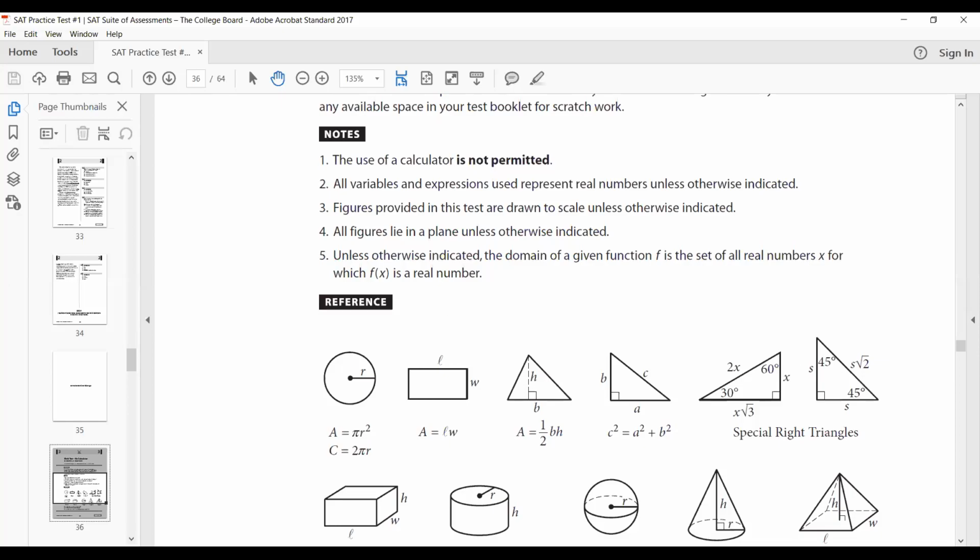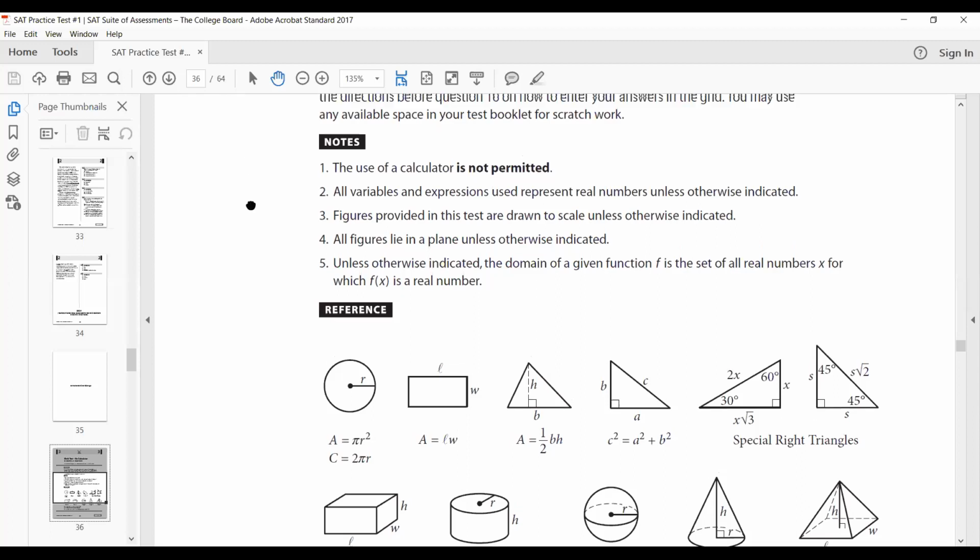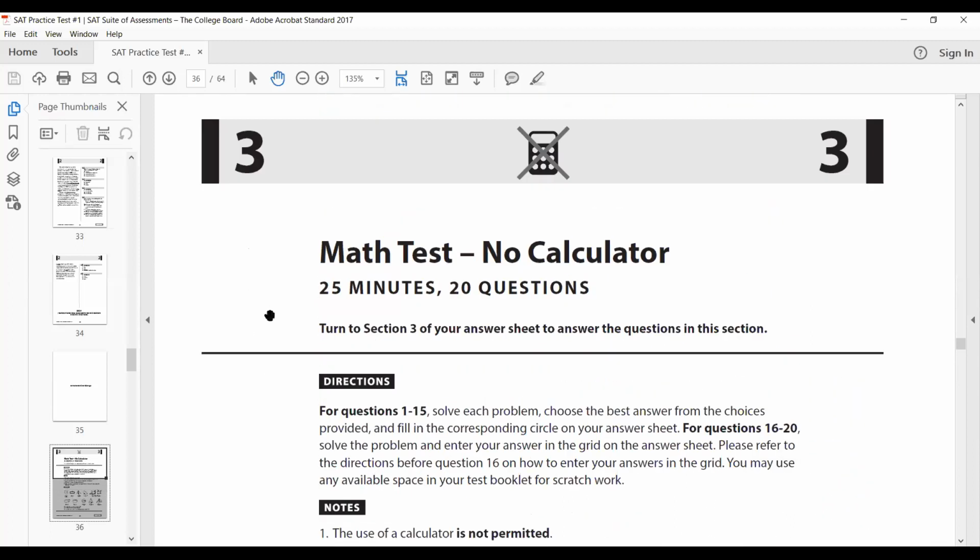If you have a question, if you cannot see my screen, just unmute yourself and ask questions.